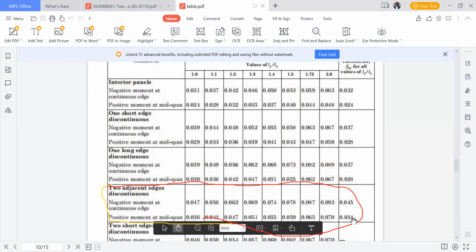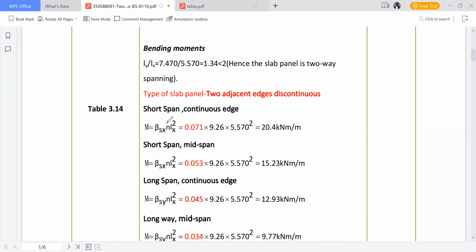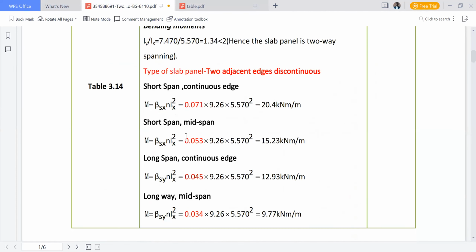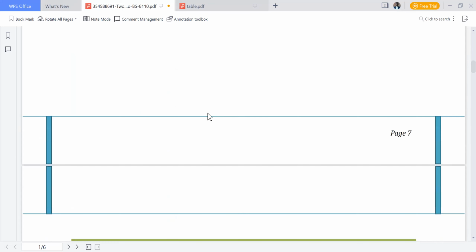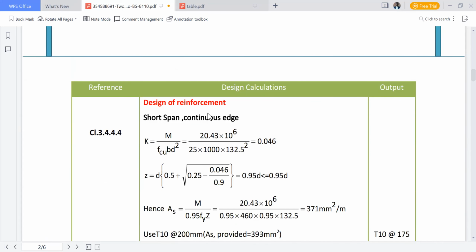is 0.45 and 0.045 and 0.034. These are now the coefficients you've taken. From there, we can compute now the moment for each particular section, because you only take the coefficient multiplied by design load times short span squared. That is how we came up with this particular bending moment for each section. And then from there, now we can go to design of reinforcement.